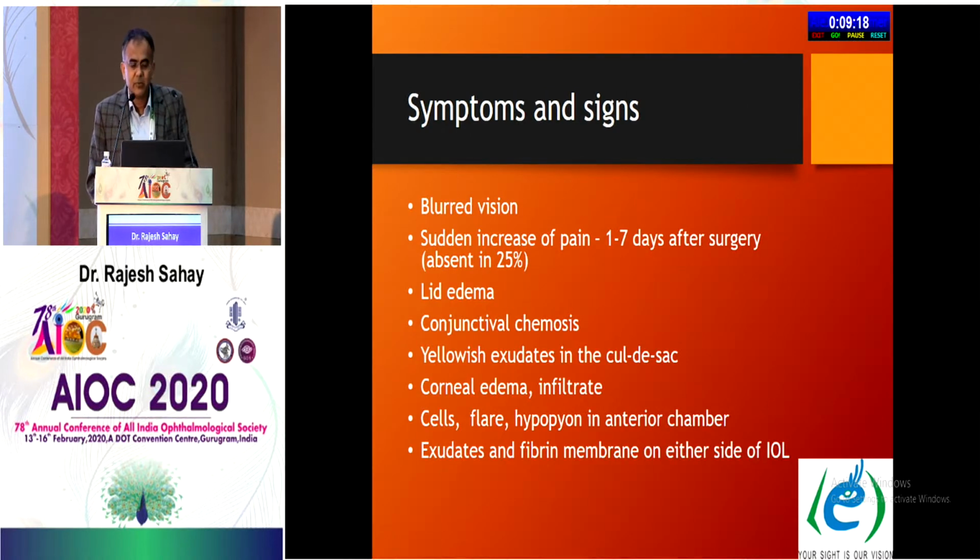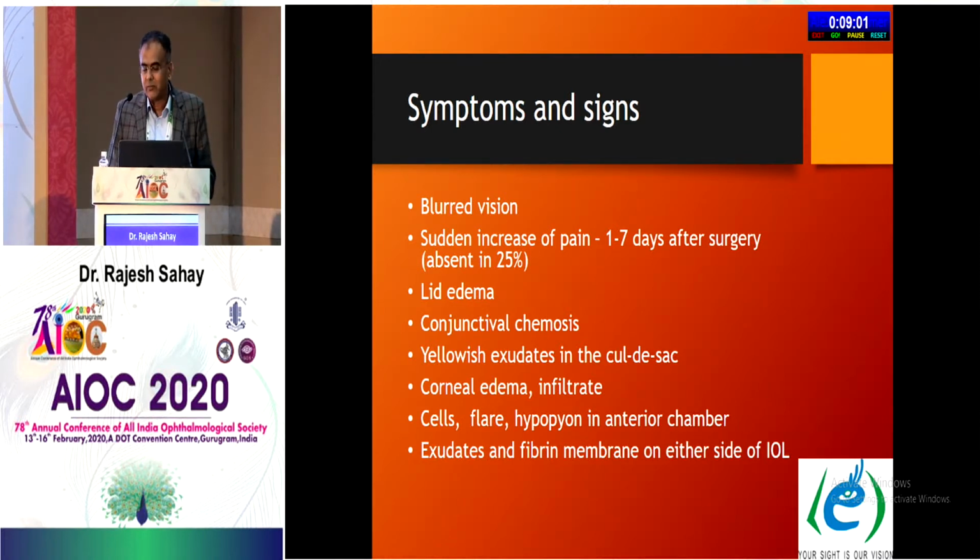Symptoms and signs are blurred vision and sudden increase of pain. In 25% of cases, they will start 1 to 7 days after surgery. There will be lid edema, conjunctival chemosis, yellowish exudates in the cul-de-sac, corneal edema, infiltrate, cells, flare, hypopyon in the anterior chamber, and you'll have exudates on either side of the IOL.